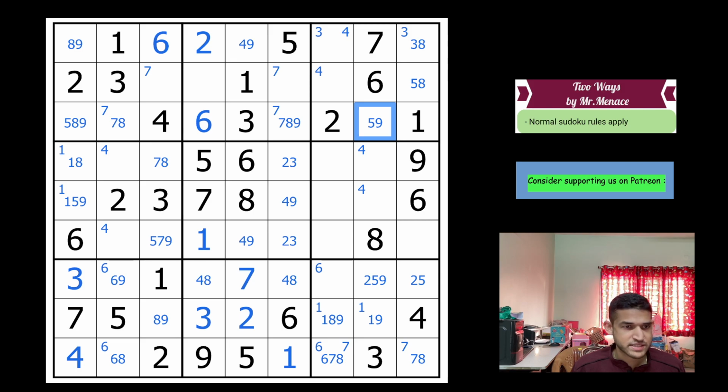So I almost had a skyscraper, guys. In row 5, 9 is in one of these two cells. And I was about to say in row 1, 9 is in one of these two cells, but 9 can be here. That is ruining the skyscraper.